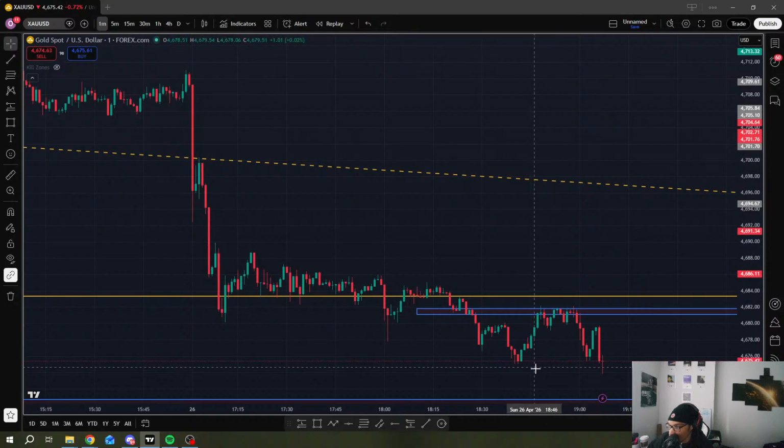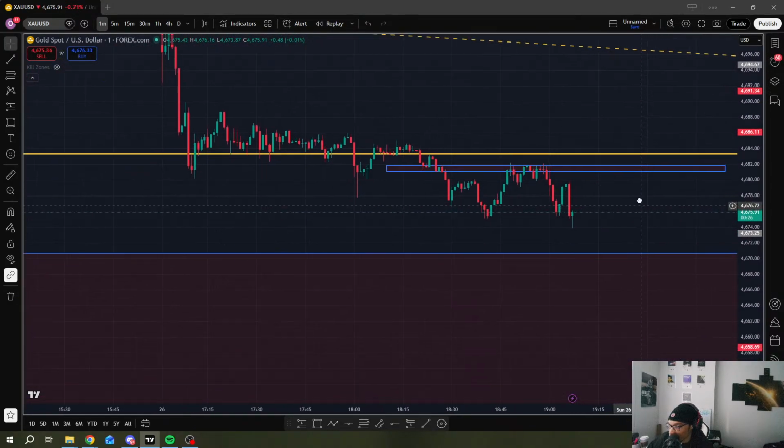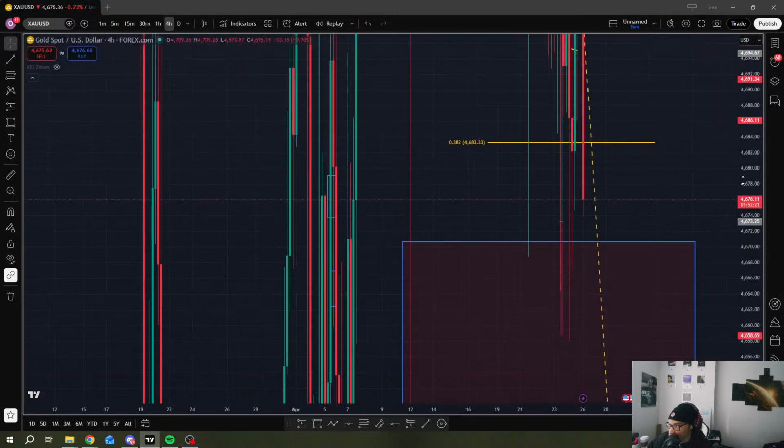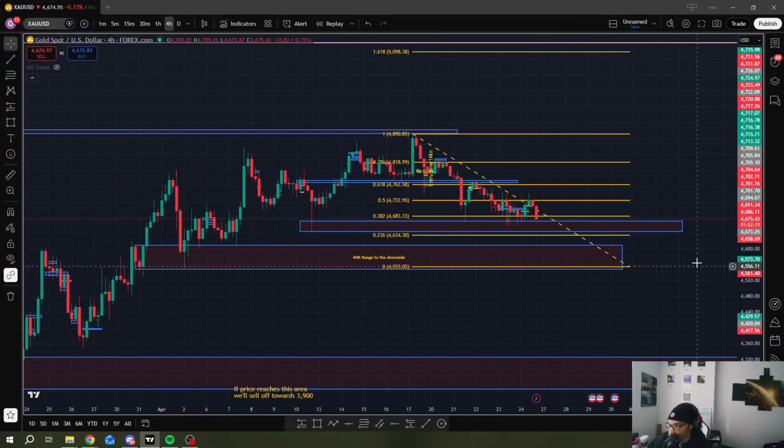As you can see, we got this little wick here. Wickalini, you know, we like the Wickalinis. Price is moving, but we just have to wait for confirmation before we place anything.